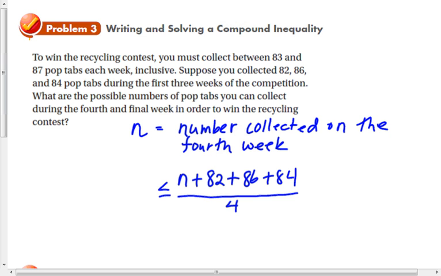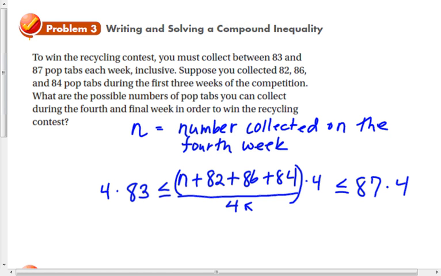So to get that to include 83, we're going to do a less than or equal to sign. And to include 87 also, we're going to do less than or equal to there also. Now to solve this, first thing I want to do is get rid of this divide by 4. So I'm going to multiply everything by 4. We're going to multiply this whole thing times 4, and we're going to do 87 times 4.